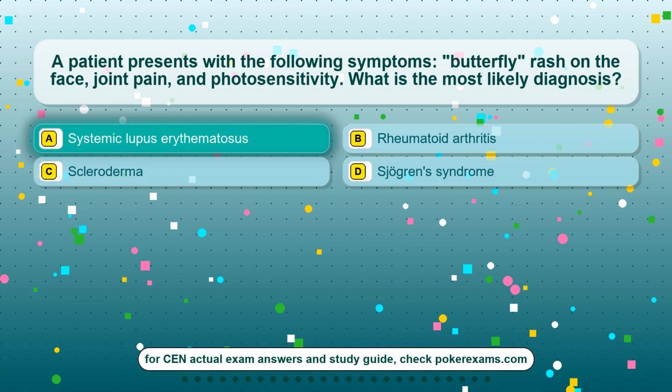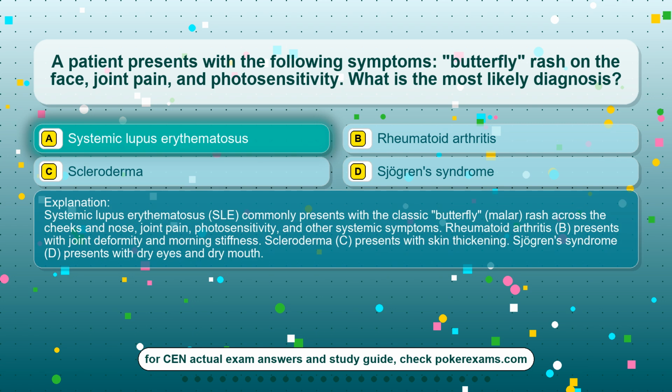The correct answer is option A. Systemic lupus erythematosus. Systemic lupus erythematosus, SLE, commonly presents with the classic butterfly, malar, rash across the cheeks and nose, joint pain, photosensitivity, and other systemic symptoms. Rheumatoid arthritis, B, presents with joint deformity and morning stiffness. Scleroderma, C, presents with skin thickening. Sjogren's syndrome, D, presents with dry eyes and dry mouth.